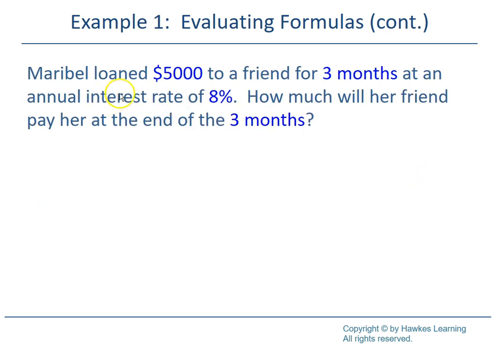Now, Maribel loaned $5,000 to a friend for 3 months at an annual interest rate of 8%. How much will her friend pay her back at the end of 3 months? So they're going to lay this out for us, but I'll do a little bit of it here as well. So the formula is interest equals the principal times the rate times the time.